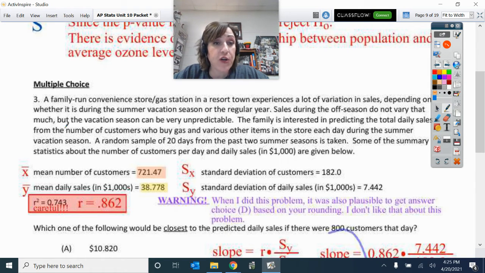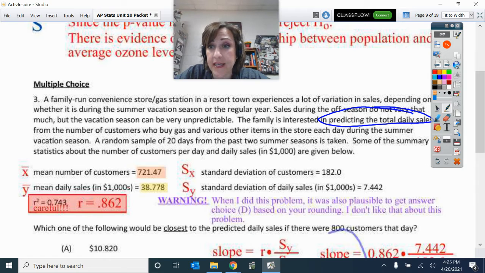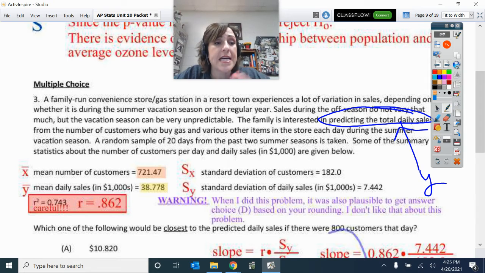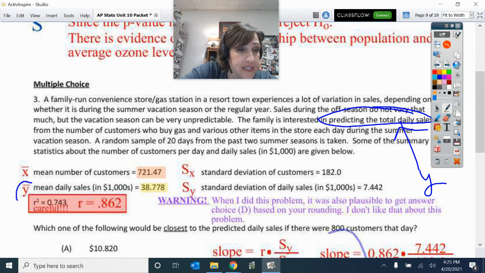First of all, I had to figure out what's X and what's Y. Did it tell me there? Oh, well, we are interested in predicting the daily sales. So that's telling me that that's going to be my Y. The daily sales are my Y. So look here at how I labeled it. This is the Y bar for the mean of the Ys. Here's the S of Y for the standard deviation of the daily sales. And then I labeled the X's.